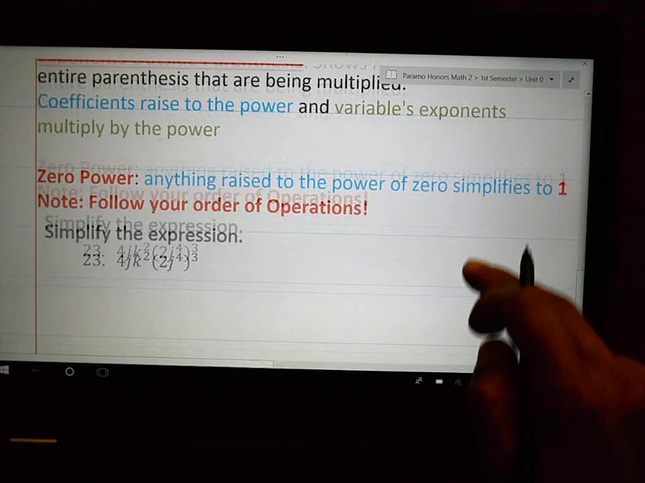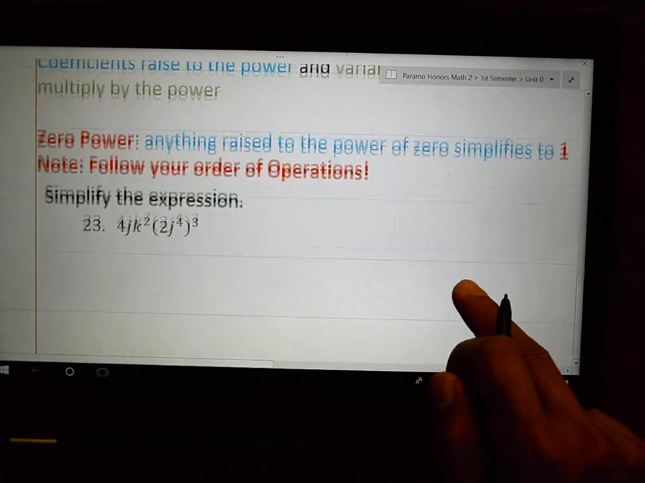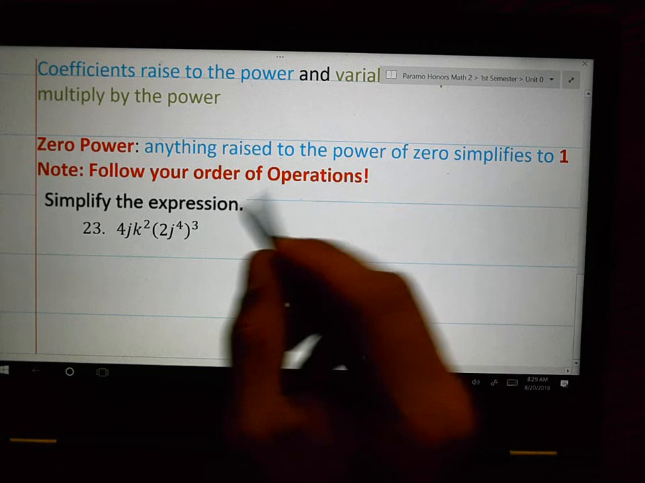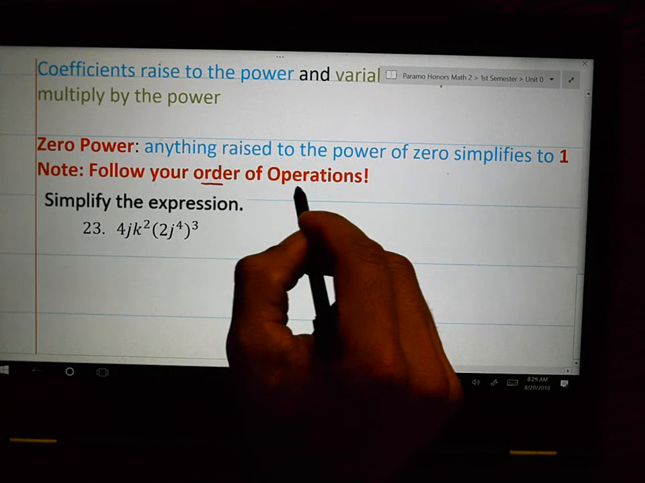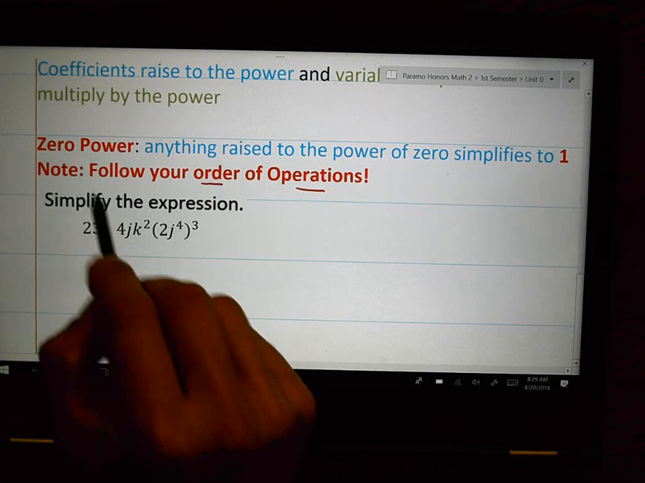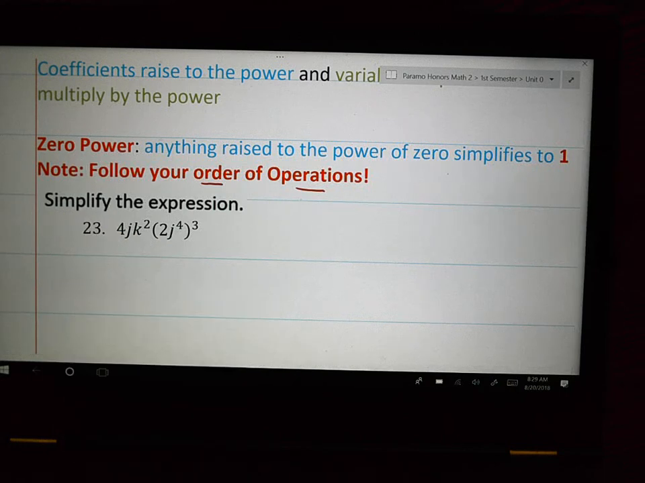All right, scrolling up. The hardest problems are the ones that have a lot of places to make mistakes. So let's talk about order of operations first. This problem doesn't have a 0 power in it, but there will be some questions in your homework that will raise something to the power of 0. You need to know that simplifies to 1.